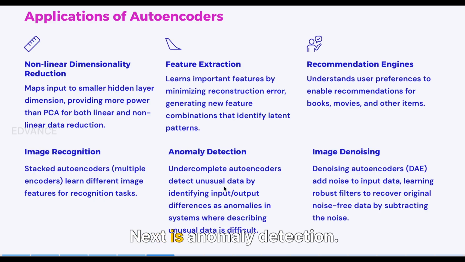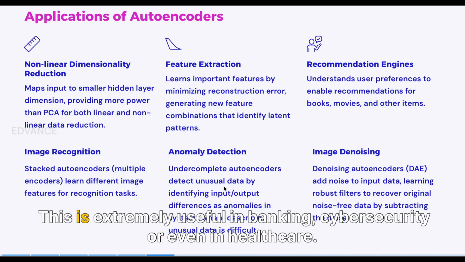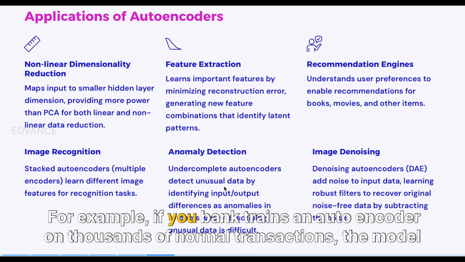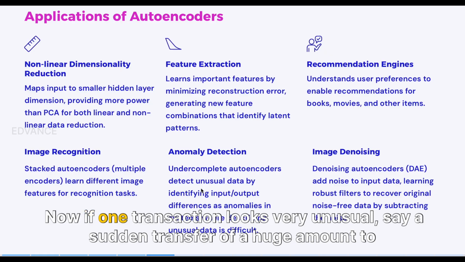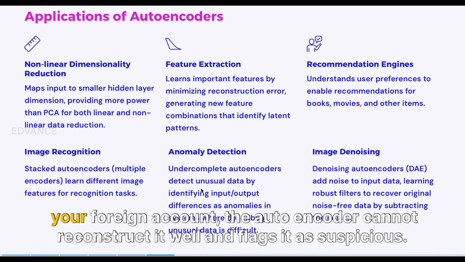Next is anomaly detection. This is extremely useful in banking, cybersecurity, or even in healthcare. For example, if a bank trains an autoencoder on thousands of normal transactions, the model learns the usual patterns of spending. Now, if one transaction looks very unusual, say a sudden transfer of a huge amount to a foreign account, the autoencoder cannot reconstruct it well and flags it as suspicious.